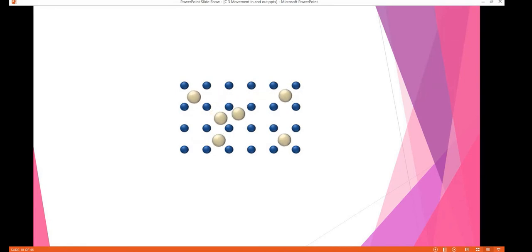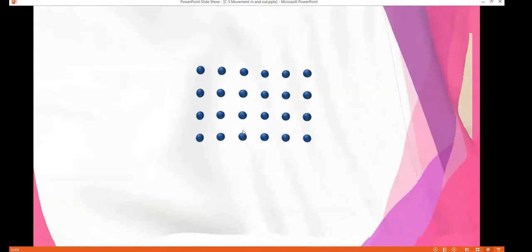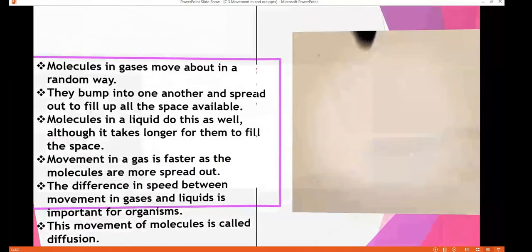Can you see how the diffusion takes place? Yes. Great. So this is how it happens: movement from a higher concentration to a lower concentration until equilibrium is reached. Alright, so this was about diffusion.